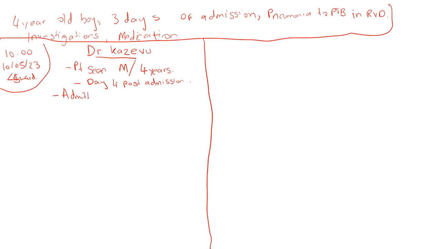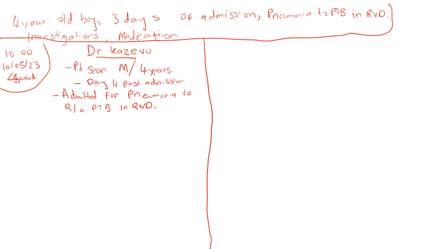So some people say they're admitted for, or some people actually say that they're being managed as a case of. I like to say admitted for. So they are admitted for pneumonia, to rule out PTB in RVD. So notice how we have now brought in the RVD into the picture.